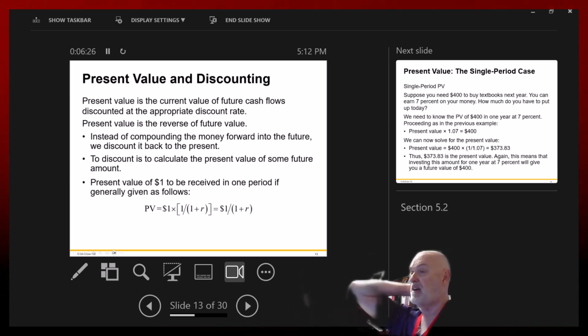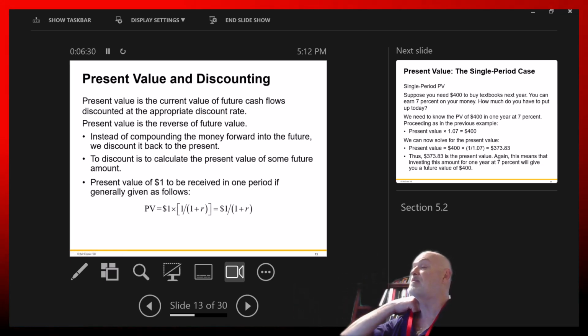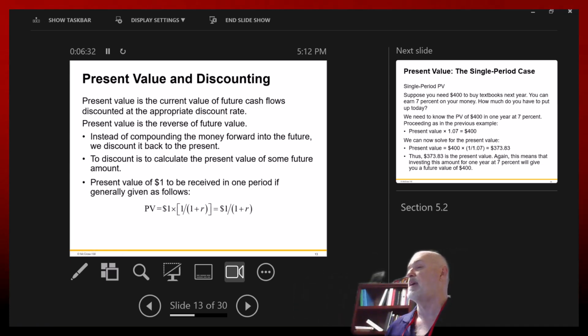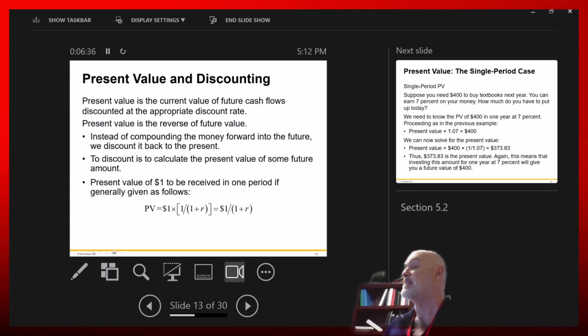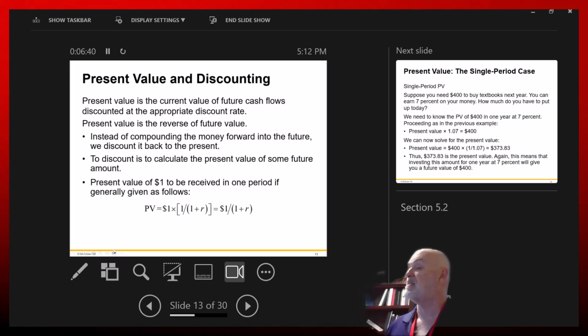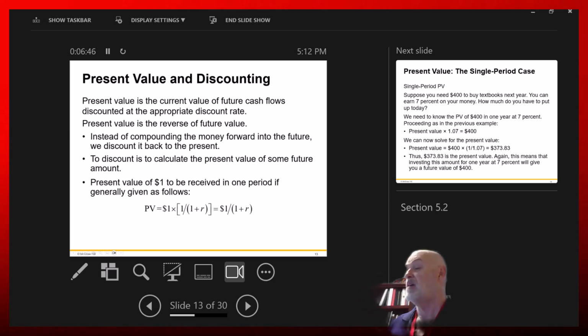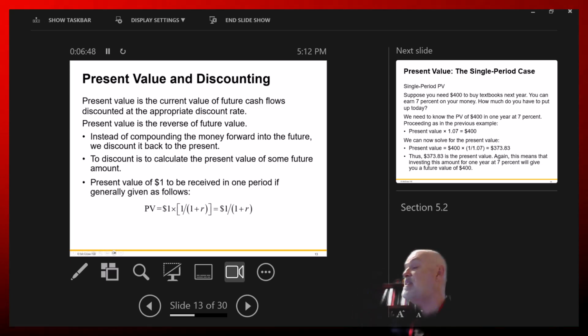Present value when discounting. Present value is the current value of future cash flows discounted at an appropriate discount rate. Present value is the reverse of future value. Instead of compounding the money forward into the future, we discount it back to the present. To discount is to calculate the present value of some future amount. Present value of $1 to be received in one period is generally given as follows. Here's the formula for that.